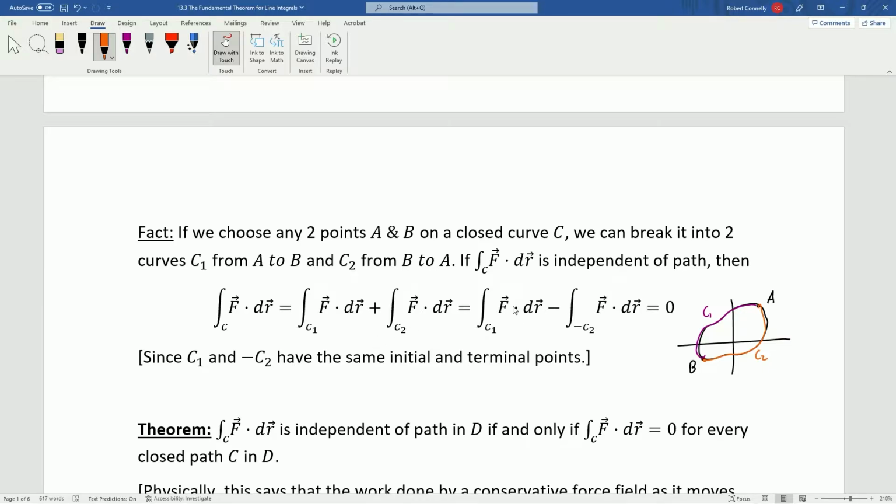But that would mean that if I flipped this curve around, and meaning I traveled backwards along this curve, so here we're traveling counterclockwise like usual, and then flip the other one around. So this integral should equal negative the integral over the reversed path.